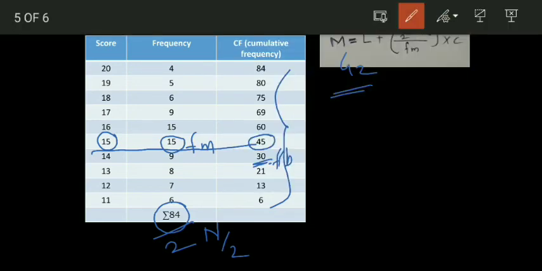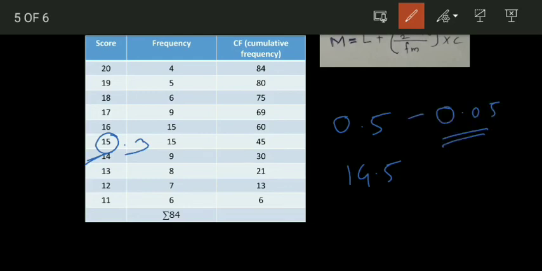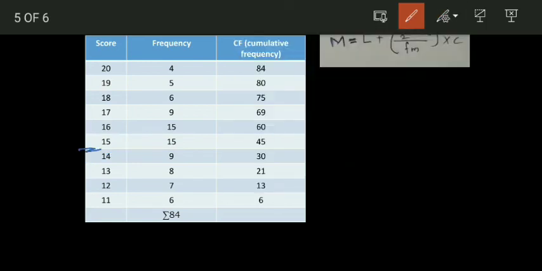Now what is L over here? L is the lower limit. Now what is the lower limit? Suppose we have data like 0 to 5 or 6 to 10, then this number is what we call the lower limit. But here we have only a single number. So whenever we have a whole number, we subtract 0.5 from that number and we get our lower limit. Or if the number is in the form of a decimal, we subtract 0.05 and we get our lower limit.